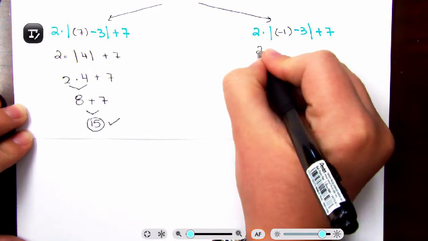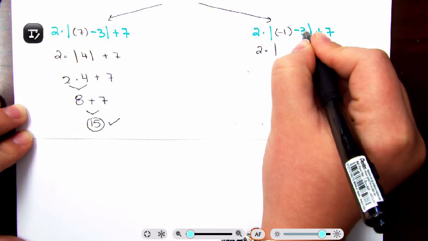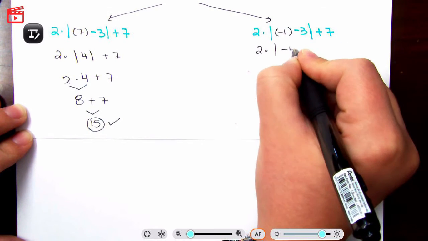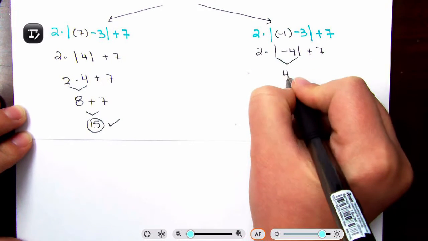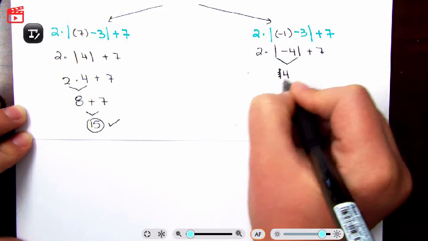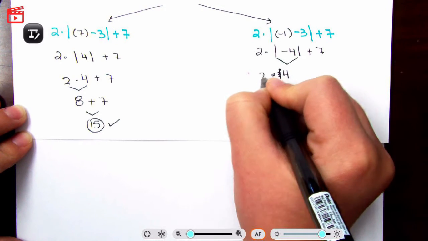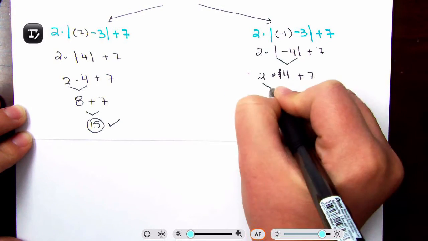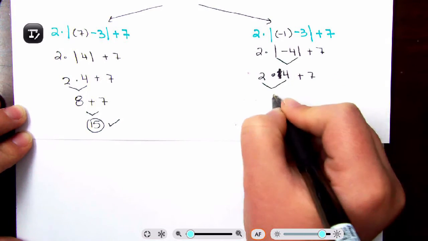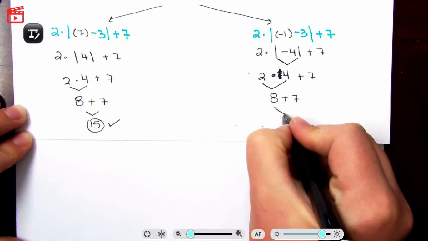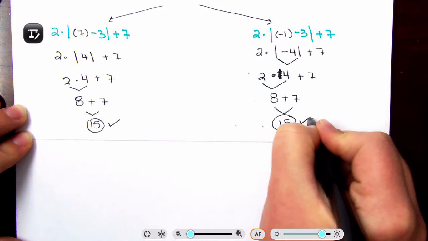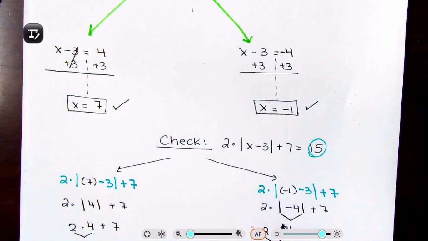Let's check this one here, 2 times negative 3 minus 1 is a negative 4. Evaluate the absolute value first, so we have a positive 4. Once we evaluate it, we don't need the absolute value symbols. So now we have 2 times 4, which is 8 plus 7, which is exactly what we got here. So that means we have 15. So that means both our answers work for our equation, 7 and negative 1.